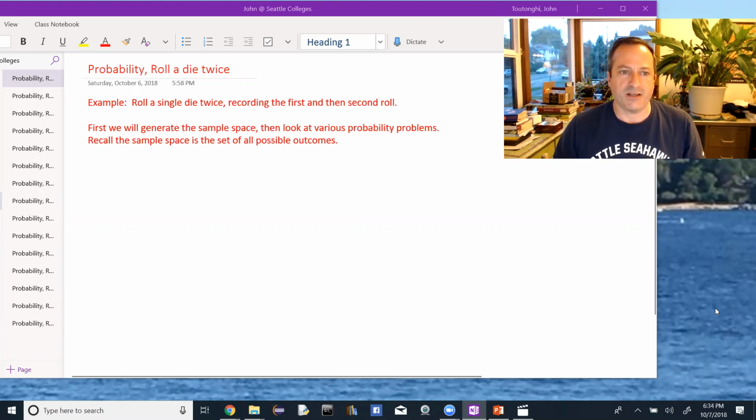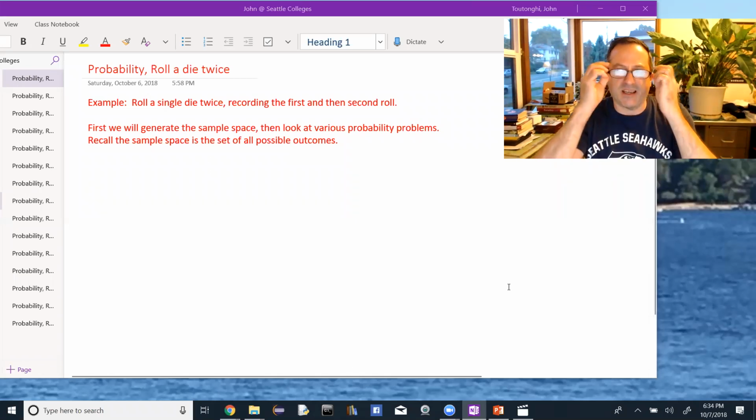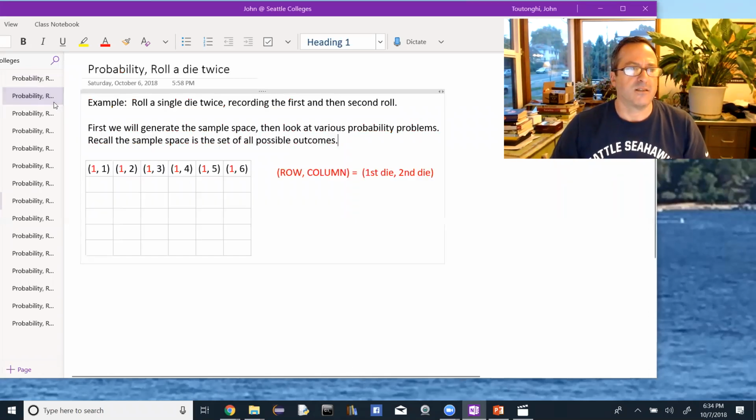So first we're going to generate the sample space and then look at the various probability problems that we can ask. So the sample space is the set of all possible outcomes, and we're going to start generating it by filling in the first row here. I'm going to have the first die be a 1, and there'd be 6 possibilities for the second die. So we roll a 1 first, and then a 1 second, a 1 first, and a 2 second, 1 first, 3 second, etc. And I'm going to arrange this sort of 6 by 6 table here where I'm putting the row and then the column.